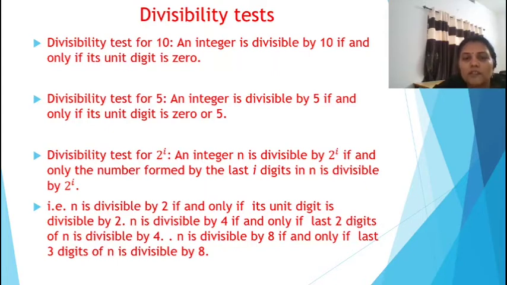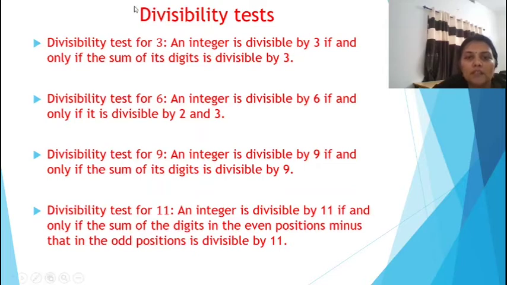The last unit digit is 2, 4, 6, 8 or 0. And n is divisible by 4 if and only if the last 2 digits of n are divisible by 4. n is divisible by 8 if and only if the last 3 digits of n are divisible by 8, like that. Divisibility test for 3. An integer is divisible by 3 if and only if the sum of its digits is divisible by 3. Divisibility test for 6. An integer is divisible by 6 if and only if it is divisible by 2 and 3. Divisibility test for 9. An integer is divisible by 9 if and only if the sum of its digits is divisible by 9.